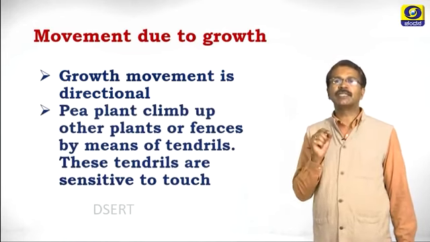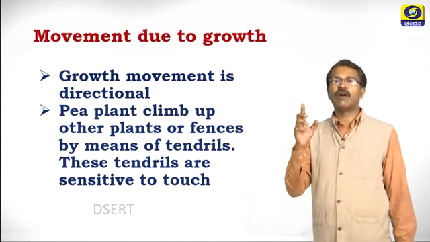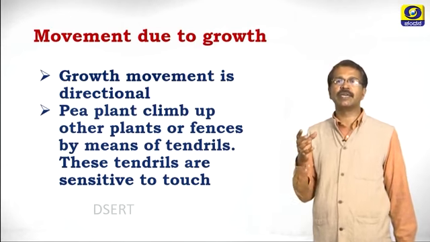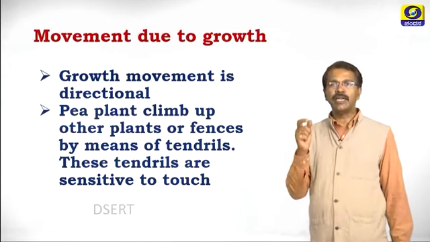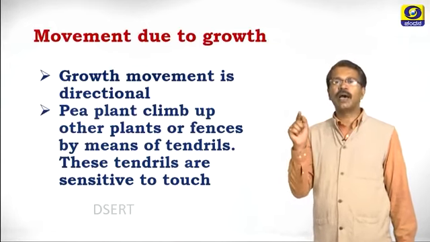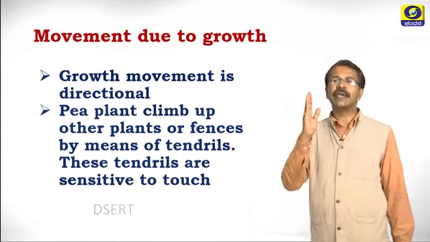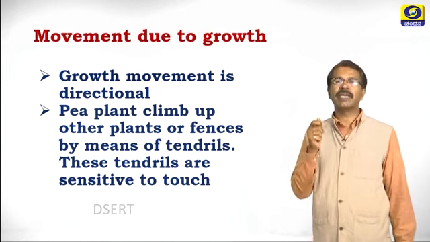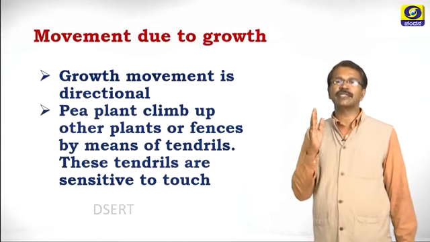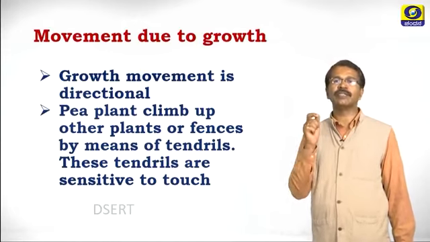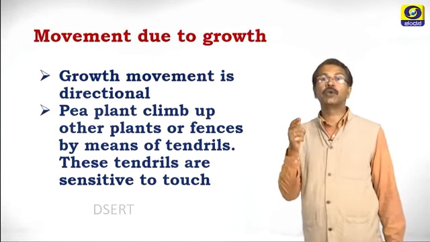Okay, let us consider the pea plant. It is a climber. Usually it will take the help of nearby plants or fences to which it will extend its tendrils. A tendril is a leaf modification which appears like a spring, and it helps the plant to grow erect, because the stem in the pea plant is not strong. Then how can it stand erect? With the help of tendrils. These tendrils are sensitive to touch and they grow.